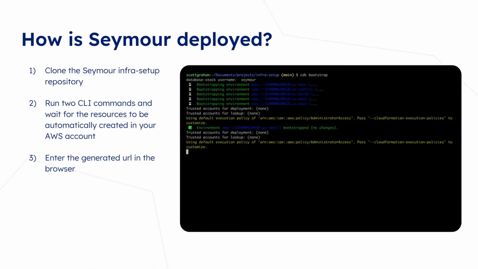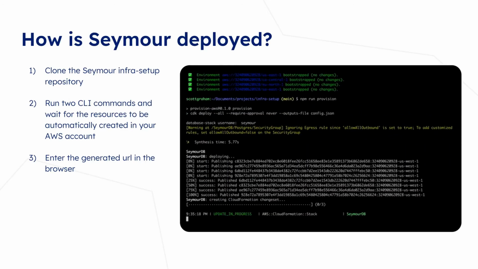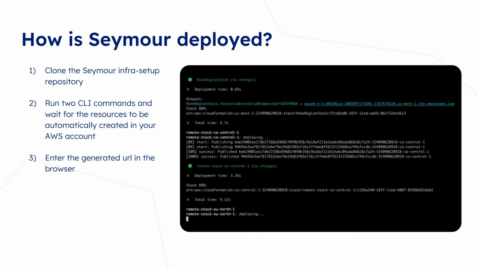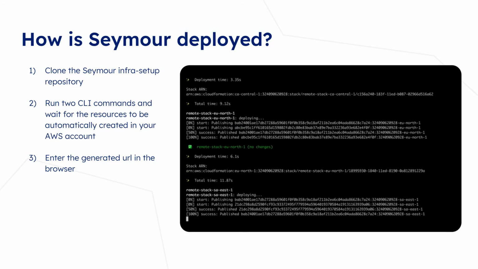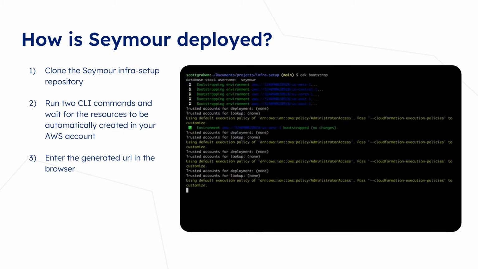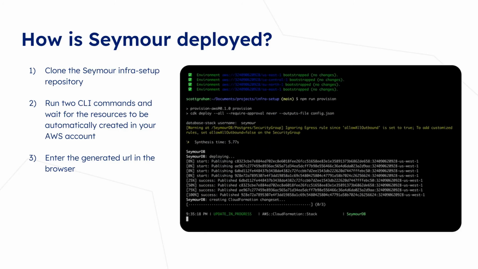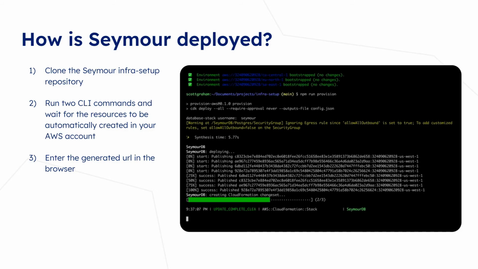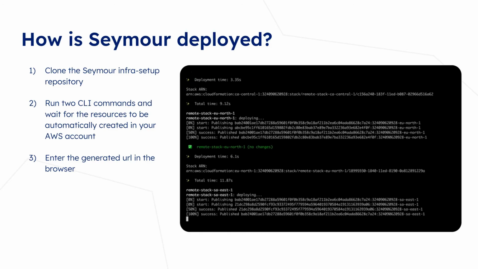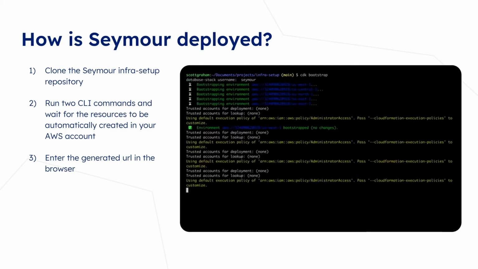Now that you've seen the UI demo, let's talk about how to get started with Seymour. An AWS account is required, but once that's set up, all that's left is to 1, clone the Seymour infra setup repo, 2, run 2 CLI commands to spin up the necessary resources in your AWS account, 3, enter the generated URL in your browser. And with that done, you are ready to configure your first test. One thing worth noting, however, is that the provisioning of AWS resources, while automated, may take upwards of 20 minutes, primarily due to the provisioning of resources in 22 remote regions.